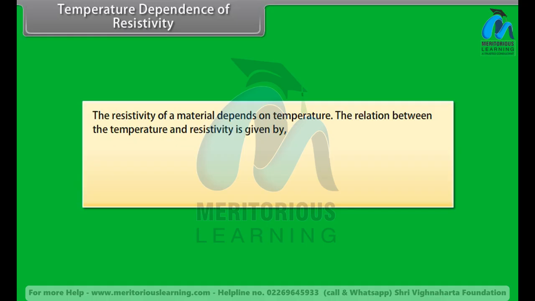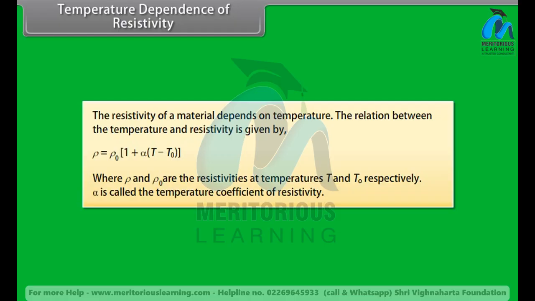Temperature dependence of resistivity. The resistivity of a material depends on temperature. The relation between the temperature and resistivity is given by rho is equal to rho naught multiplied by 1 plus alpha times T minus T naught, where rho and rho naught are the resistivity at temperatures T and T naught respectively. Alpha is called the temperature coefficient of resistivity.